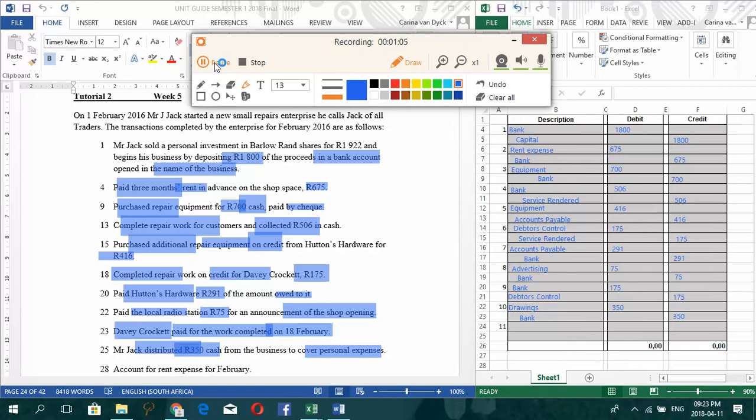The last transaction says account for rent expense for February, meaning that you have to account for it in your books. Rent expense is going to be debited and bank is going to be credited with the amount of 675 divided by 3. One month's rent is going to be 225 Rand. This is going to be rent expense, and then you've got your bank of 225 Rand.